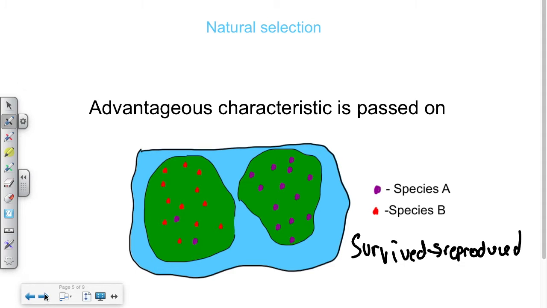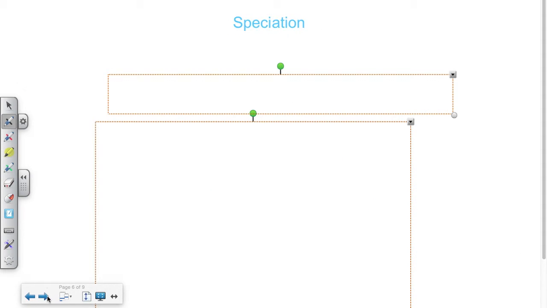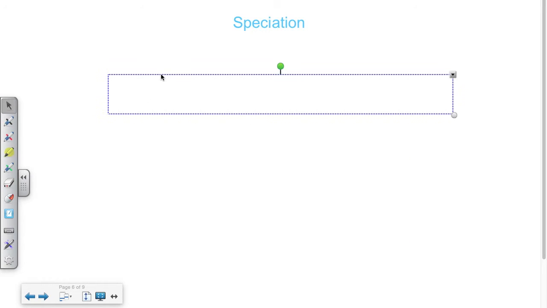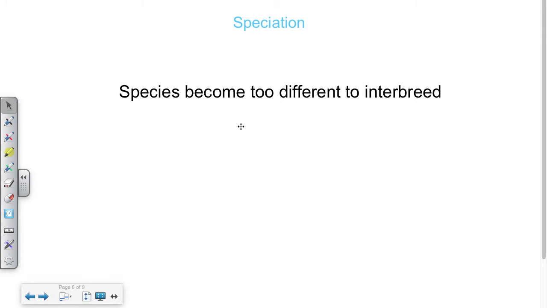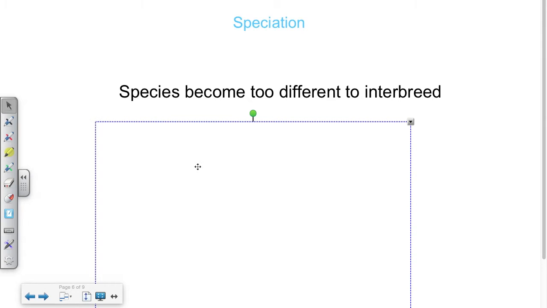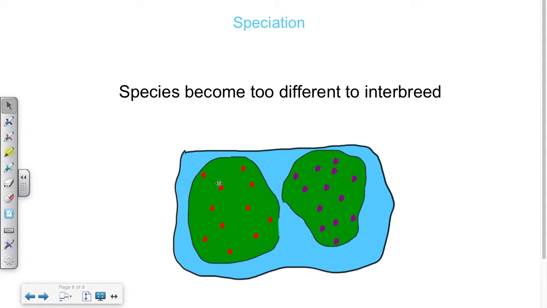Now, the last thing that happens is speciation. And speciation is when the species become so different that they can no longer interbreed. So, look at our example. Now we have species B formed, and we have species A on this side. And what would happen is that if we got species A and species B together, they would not be able to reproduce, or if they were able to reproduce, they would not be able to form a fertile offspring, meaning that species B and species A are two different species.